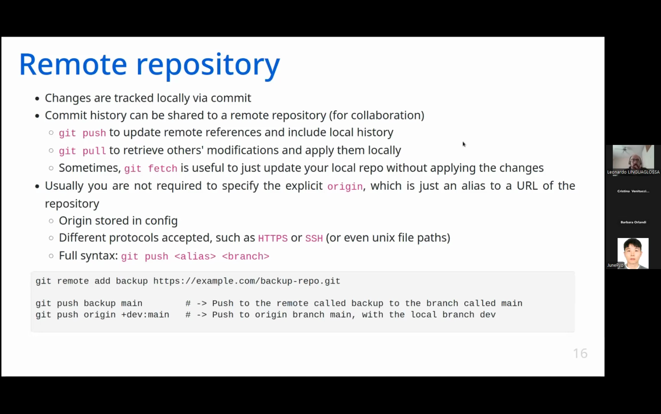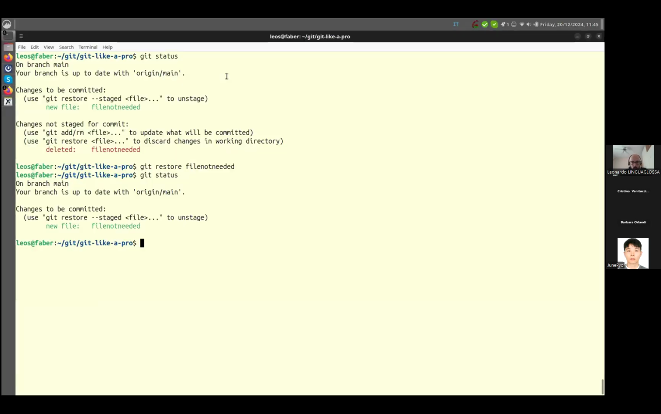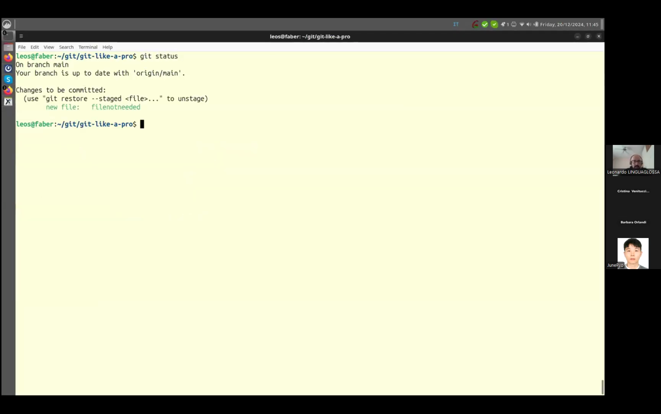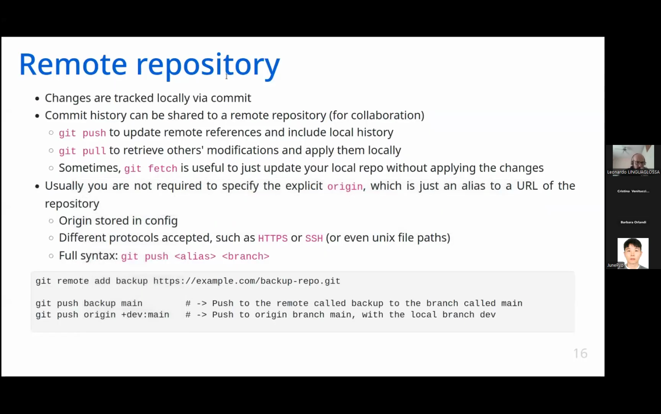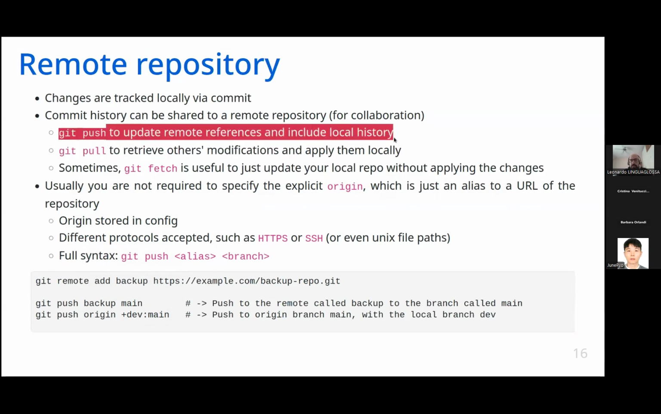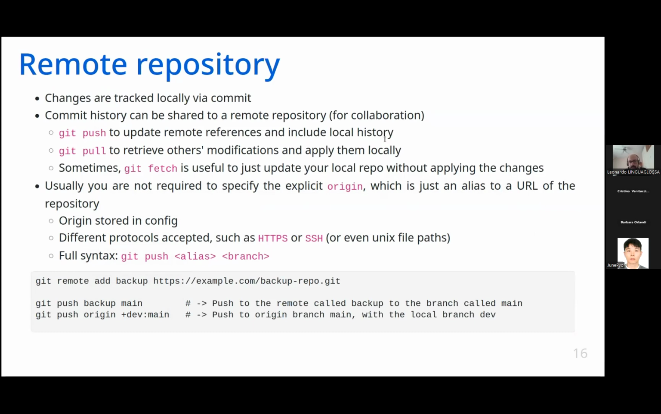So what we can do with a remote repository is that everything that I have done locally here in my file system, git status, in this moment there is a change to be committed, but we can or we cannot do that. At some point, you may want to collaborate with other people. When you collaborate with other people, you can push. So push is basically updating remote references and including all the local history. Or you can pull, to retrieve others' modifications and apply them locally.